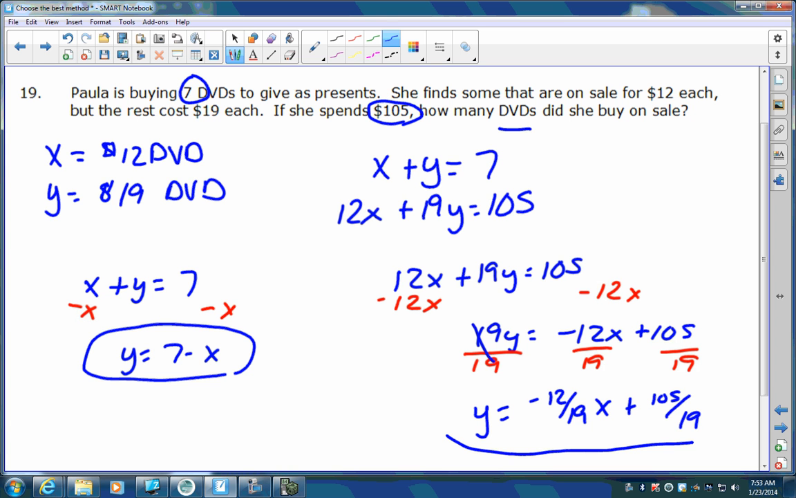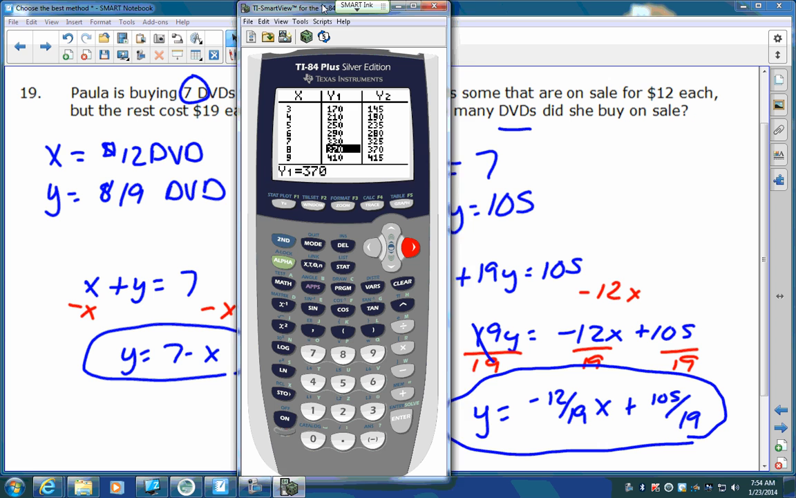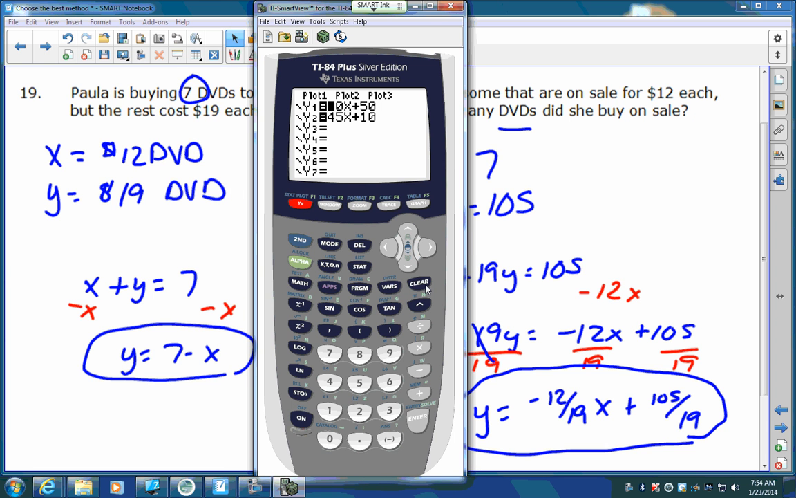You're like, well, Miss Crawford, why would I do that? Those are both in Y equals form. Get your handy dandy calculator. Go to Y equals. Put the first one in there, 7 minus X. Second one, negative 12 divide 19, X plus 105 divide 19. Press second graph.